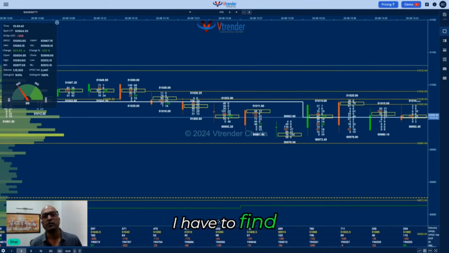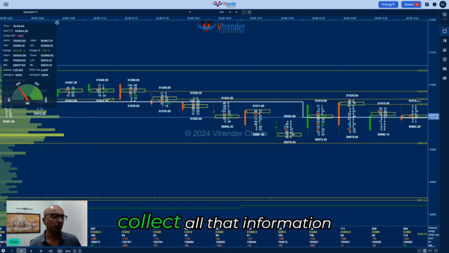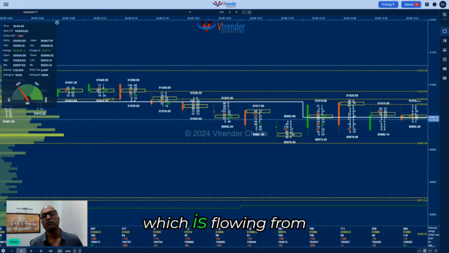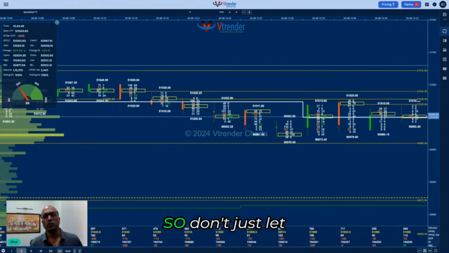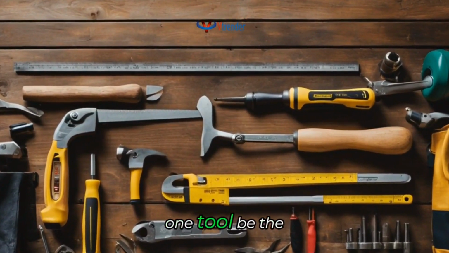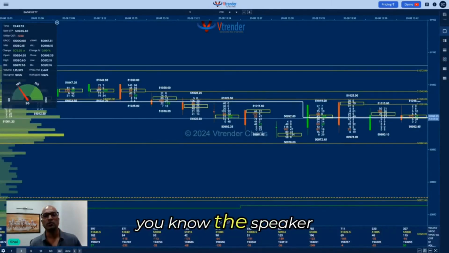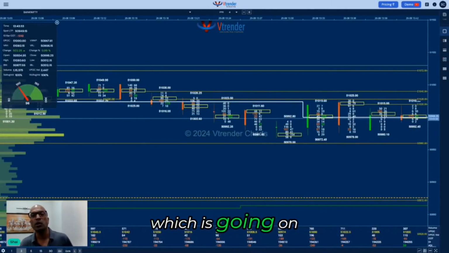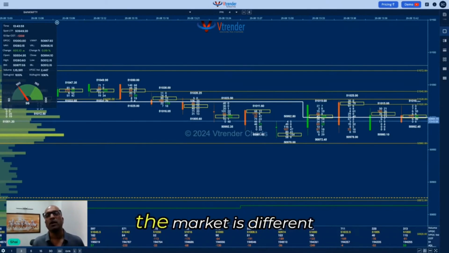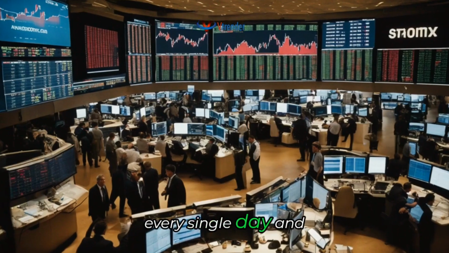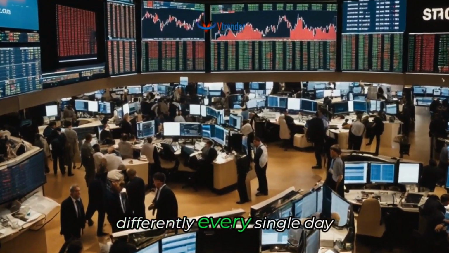And I have to find it within me to collect all that information which is flowing from the market. Right? So don't just let one tool be the speaker for everything which is going on, which is happening in the market. The market is different every single day and will speak to you differently every single day.